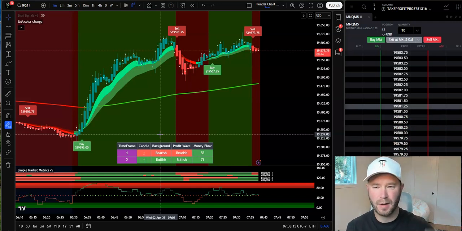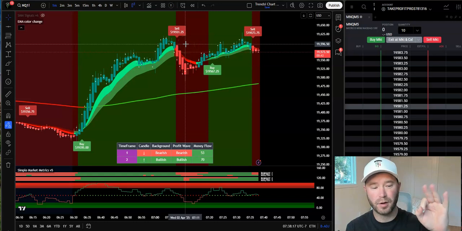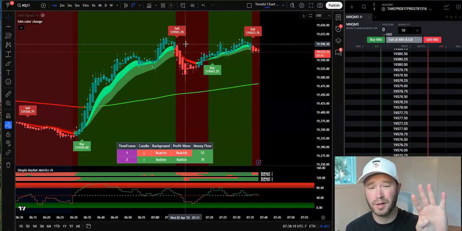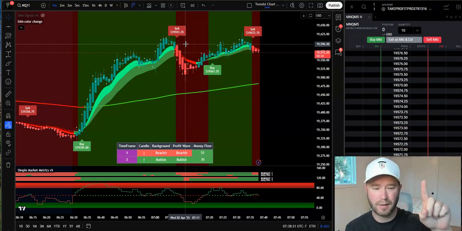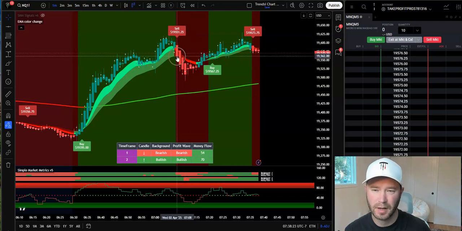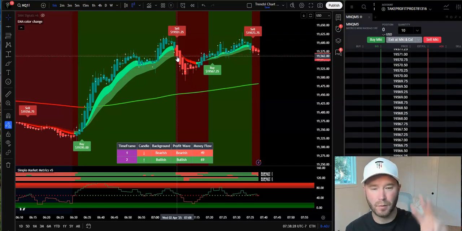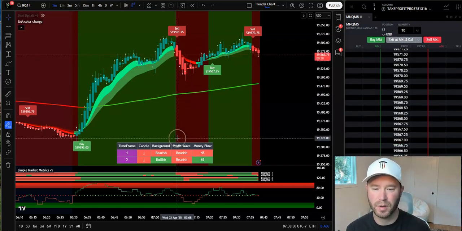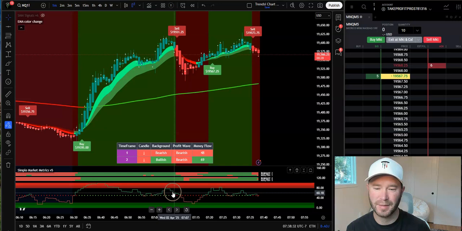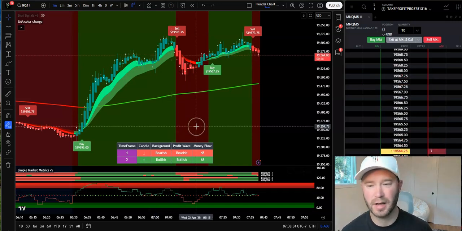It's when your background color, three to four things have to happen. If you go four things, you're actually even better. Background's number one, right? Red. Candle has to be a strong bearish candle, Heikin Ashi to the downside. Your profit wave has to be red. And if you go one step further, if you have money momentum stepping down, that is a great entry.